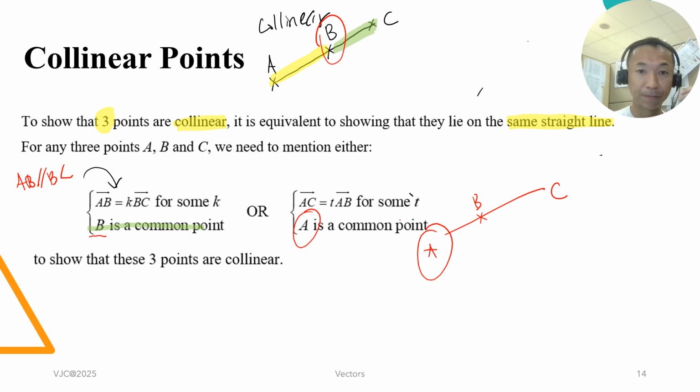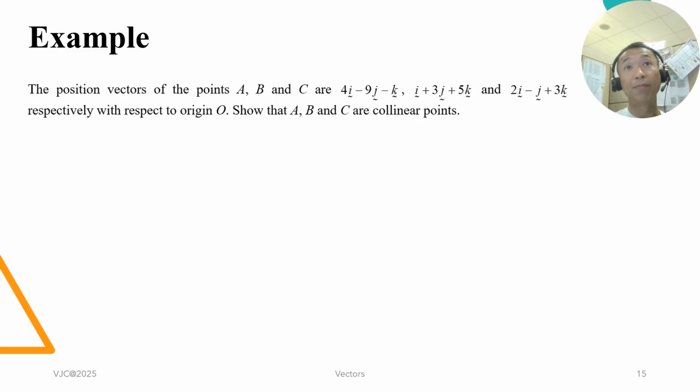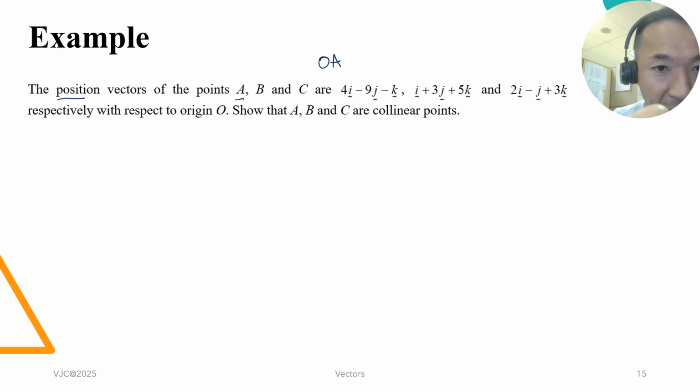All right, let's use an example here. Ideas are the same except that we added the column vectors in. So position vector, which we learned earlier, what is the position vector of A? Basically, what we're saying is OA is actually this one.